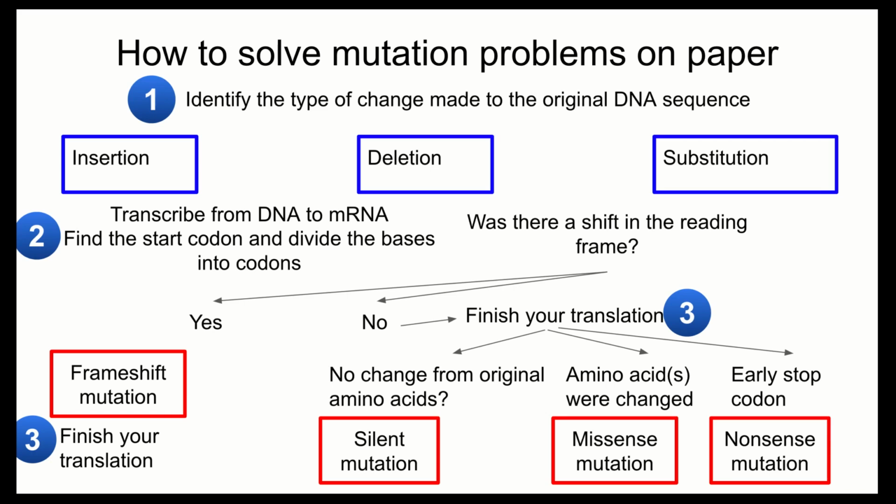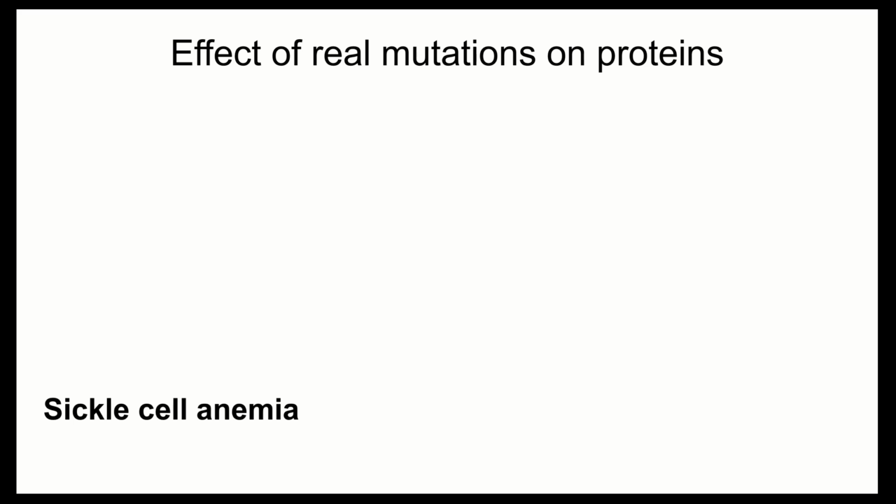Every answer to what kind of mutation are we looking at will have 2 parts to it. What was the change to the original DNA sequence, and what was the change to the final amino acid sequence? Feel free to recreate this flowchart in your notes. It may be helpful. Let's look at an example of how mutations can affect a protein's function.